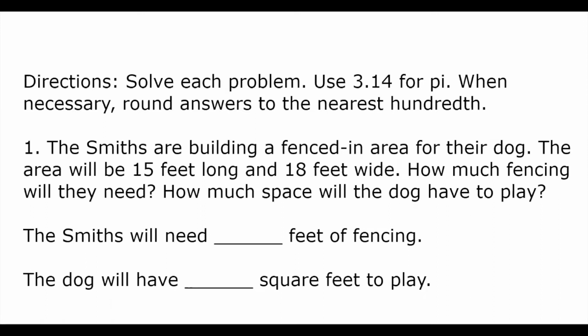So what is the question actually asking us? It says, how much fencing will they need and how much space will a dog have to play? So for the first question, how much fencing will they need? That is just the perimeter. And how much space will the dog have to play is the area. The way that you would know that is how much space. Space would mean area, and fencing just talks about how much fence they're going to need on each side, and that would just be the length of each side, which is the perimeter. So how do we actually do this?